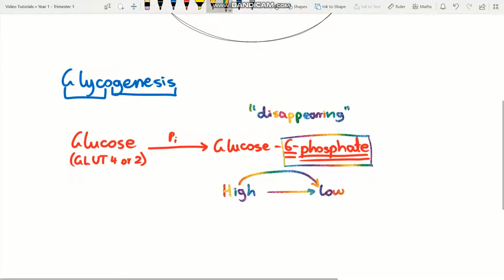And this process actually occurs because of two separate enzymes. In the liver, this occurs due to glucokinase. And in other cells in the body, other than in the liver, it occurs due to hexokinase.